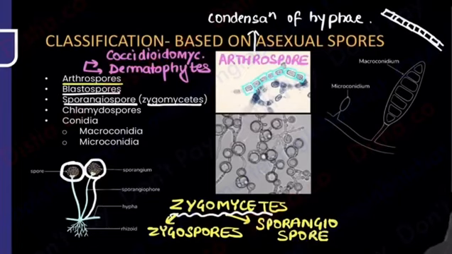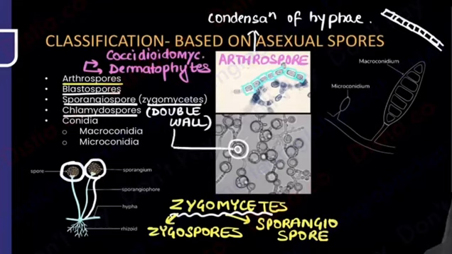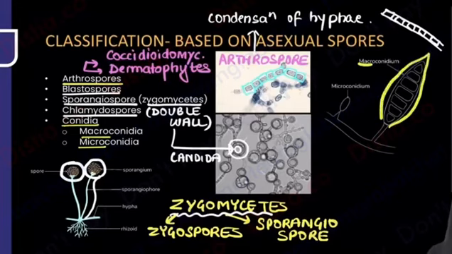Other than that, there is something called C for C, chlamydospores. Can you see these spores with a double wall? That is how you identify the double-walled spores. They are seen in C for C. When I say C for C, we mean Candida. So remember, chlamydospores are seen in Candida infection. And lastly, you have these two things written, conidia, which is macro and micro. So no brownie points for guessing that the macroconidium is going to be large and the microconidium is going to be small. And I'll tell you eventually which organisms show this.